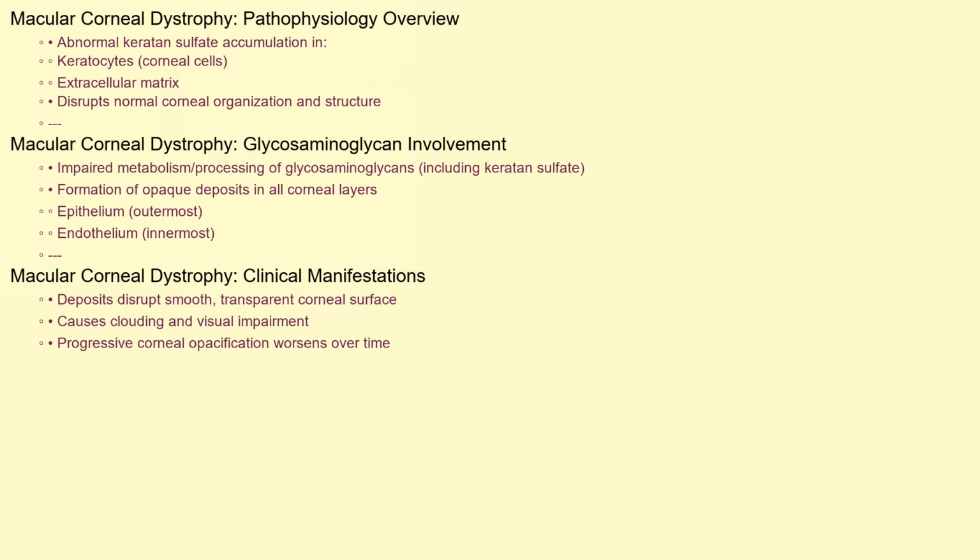The pathophysiology of macular corneal dystrophy centers around the progressive accumulation of abnormal keratin sulfate within the corneal cells, known as keratocytes, and in the extracellular matrix, the substance between the cells. This abnormal accumulation disrupts the normal organization and structure of the cornea. Specifically, glycosaminoglycans, which include keratin sulfate, are not properly metabolized or processed. This leads to the formation of opaque deposits throughout all layers of the cornea, from the epithelium, the outermost layer, to the endothelium, the innermost layer. These deposits disrupt the normally smooth and transparent corneal surface, causing clouding and visual impairment. Over time, this process worsens, leading to increasingly severe corneal opacification.